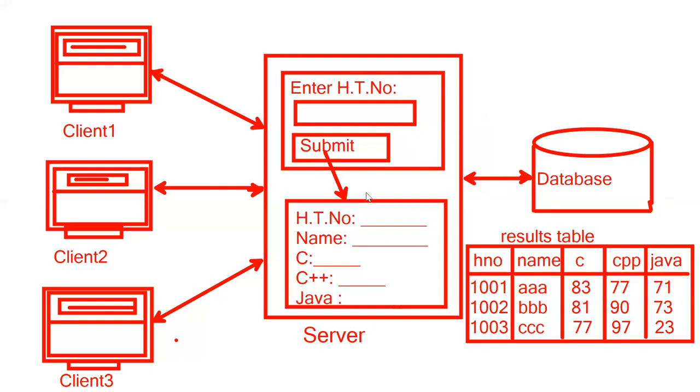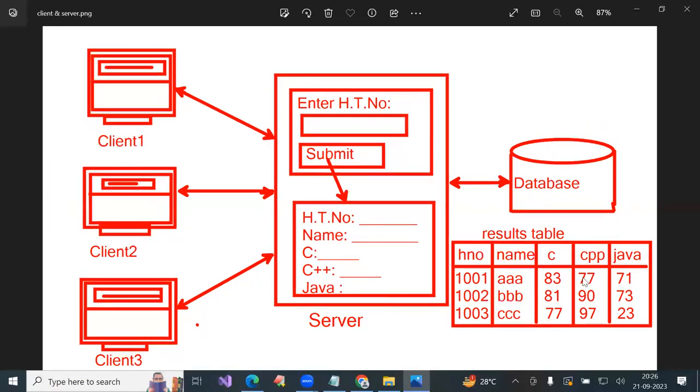So here, this is one program, this is one program. Only 2 programs, online results. In this program, data is present in the database. Whenever a hall ticket number comes, it communicates with the database to get the data. After getting the data, the application output is passed to the browser. This is happening here.